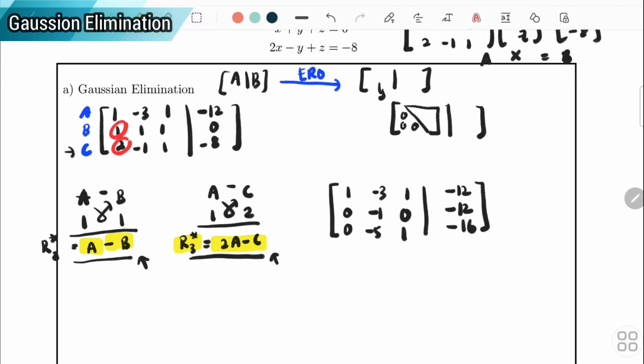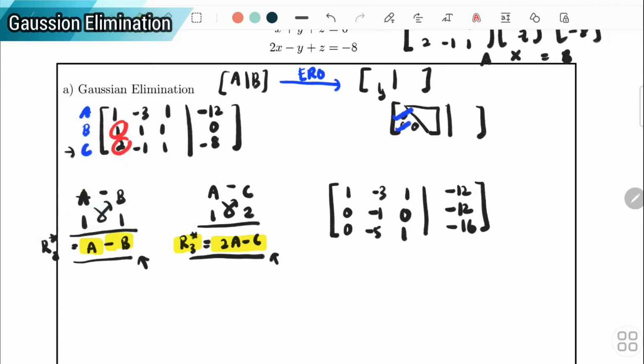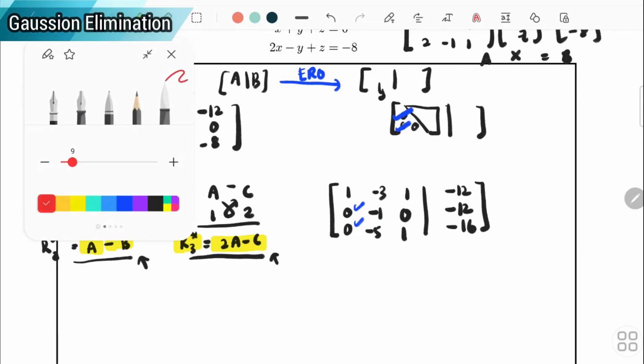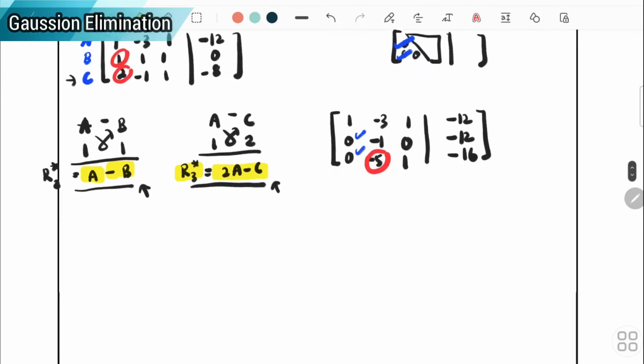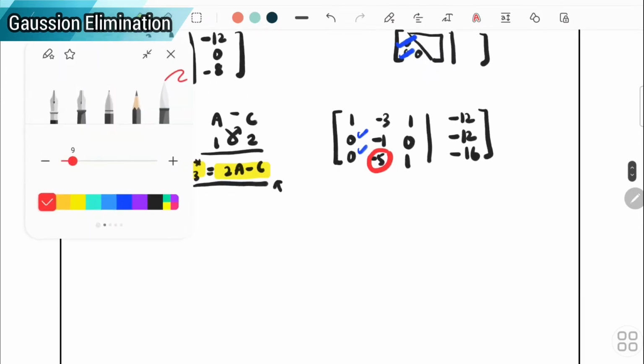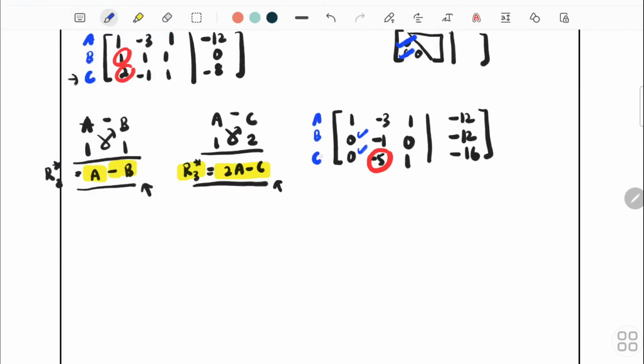So here we can see that we have done these two elements, making sure they become 0. Now we're focusing on the second column. The element we are focusing on right now is in the last row, which is -5. This -5 needs to be changed to 0, so just repeat the same process. Make sure you label first: this is row A, B and C.